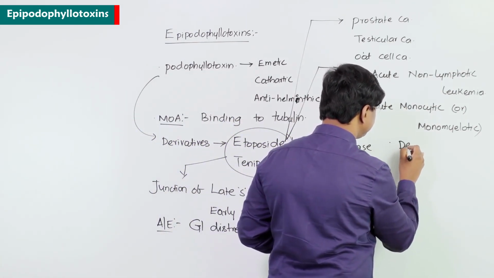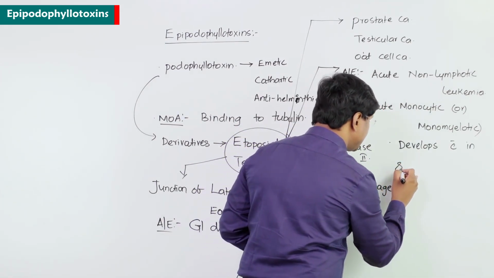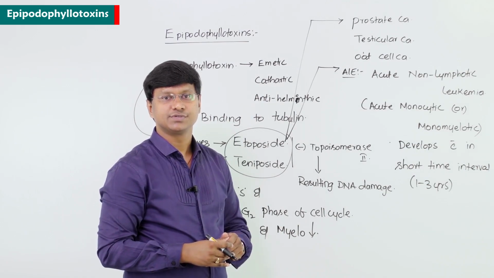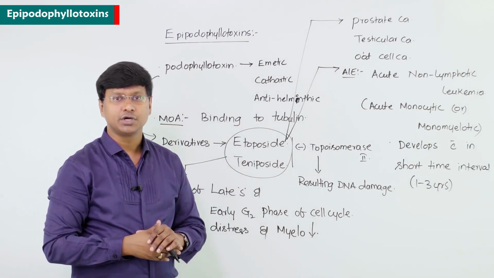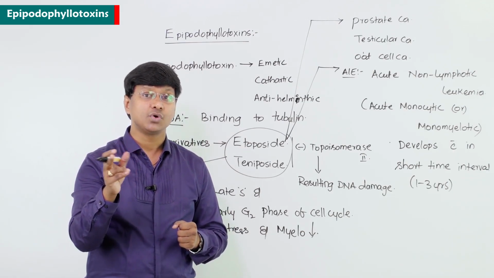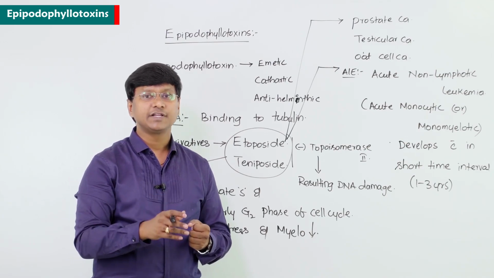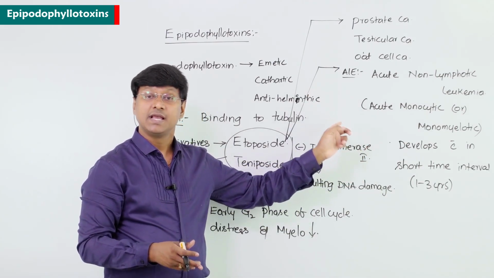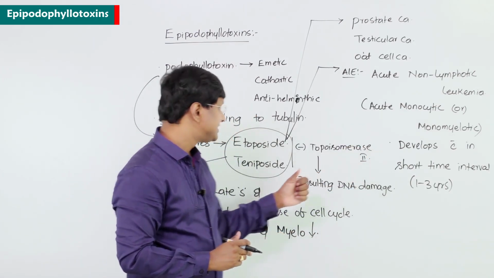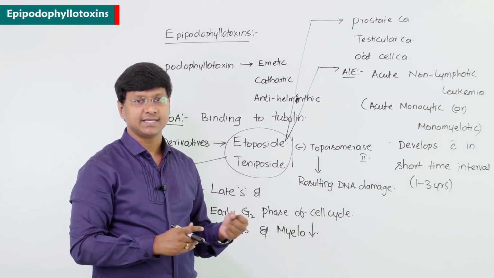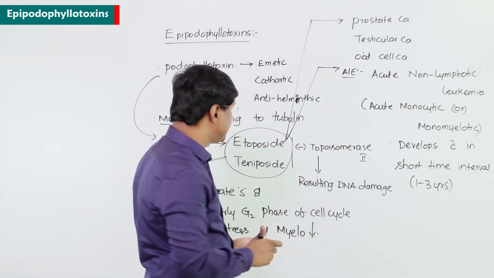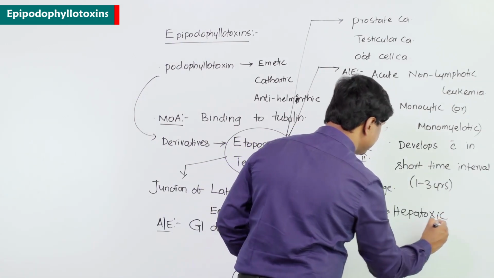So this leukemia develops within a short time interval, that is within a period of 1 to 3 years. Now remember, this leukemia develops at a short time interval after the end of therapy, whereas alkylating agents also induce leukemia. Not only etoposide, we have another group of anti-neoplastic drugs, alkylating agents, that will also induce leukemia. Now etoposide at high doses is very much hepatotoxic.